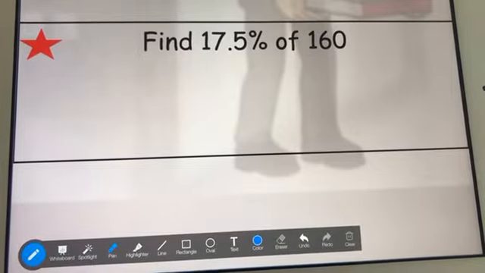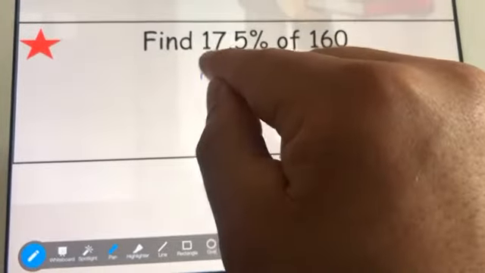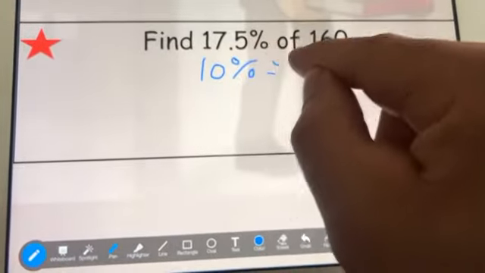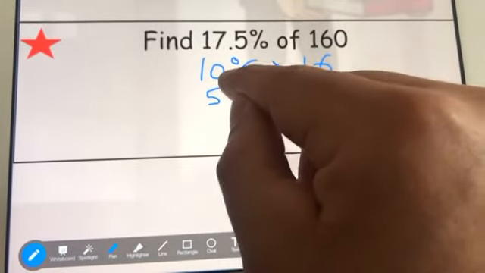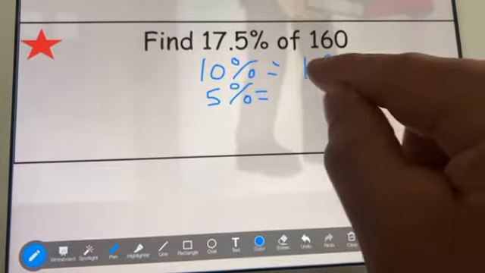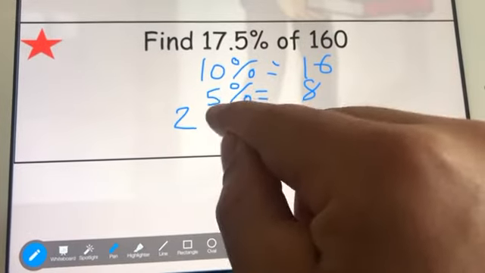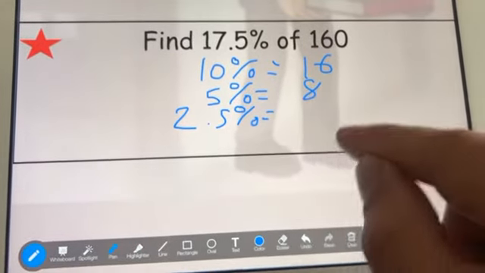17.5% of 160. Okay, very straightforward. 10% first. 10% is 16. Half that would get me 5%, which is 8. Half that again gives me 2.5%, which is 4.